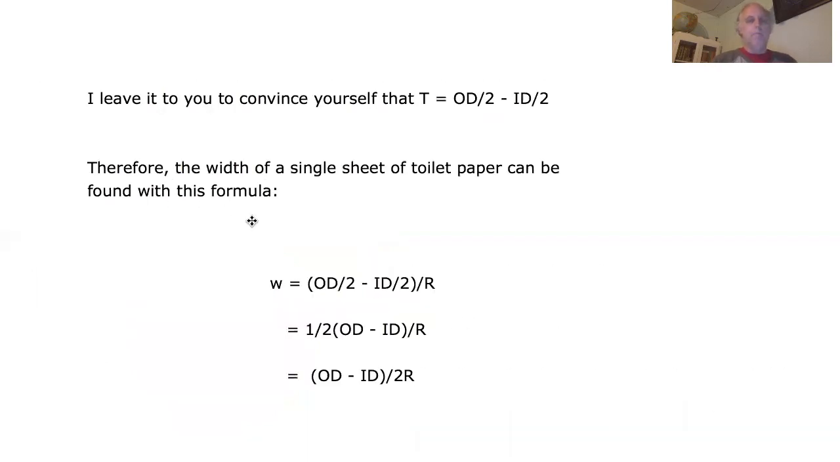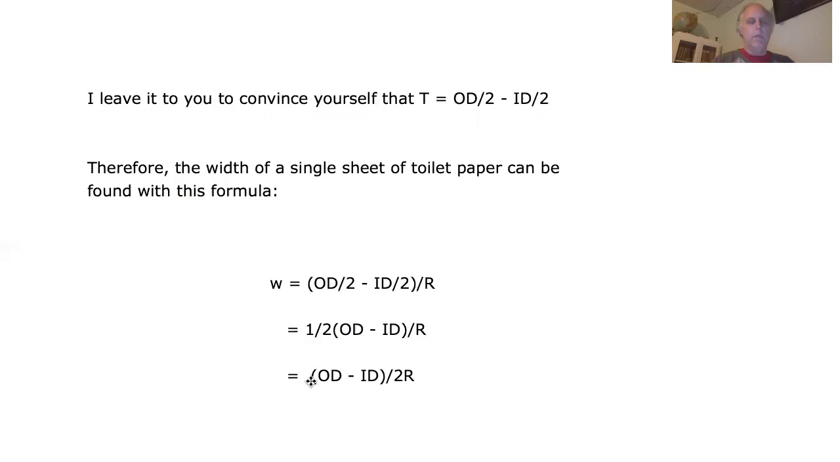Anyway, once you've convinced yourself that T is equal to this value here, the width of a single sheet of toilet paper can be found with this formula. Width is equal to outer diameter divided by 2 minus inner diameter divided by 2, divided by R. This can be rearranged. We can factor 1/2 out of both OD/2 and ID/2 and take it outside of the brackets. And now we have 1/2 (OD minus ID) divided by R.